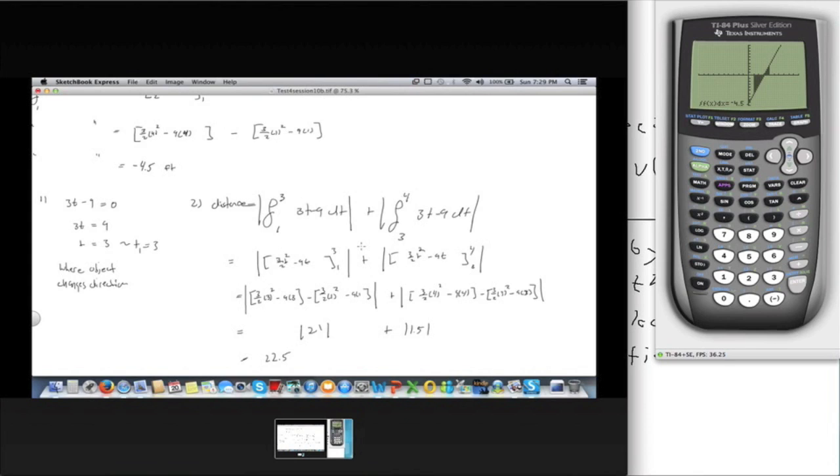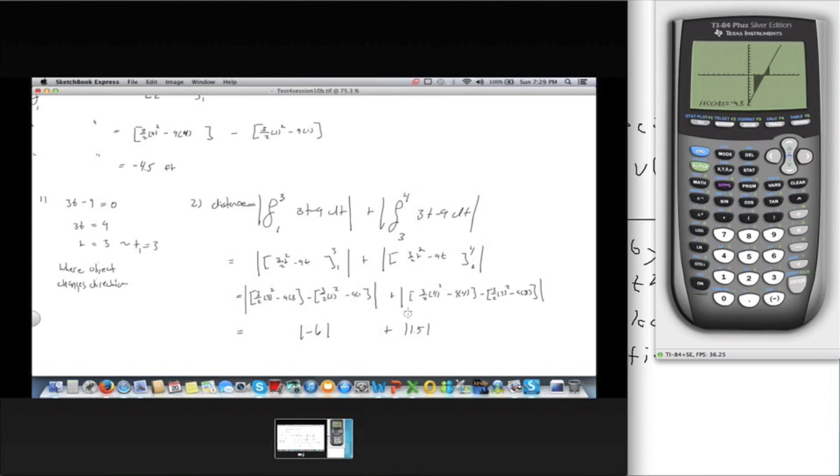Three divided by 2 times 3 squared minus 9 times 3, bracket, 3 divided by 2 times 1 squared minus 9, bracket. Totally different number. Good. I think in the long term, you'll probably make fewer calculator mistakes if you simplify a little bit more.